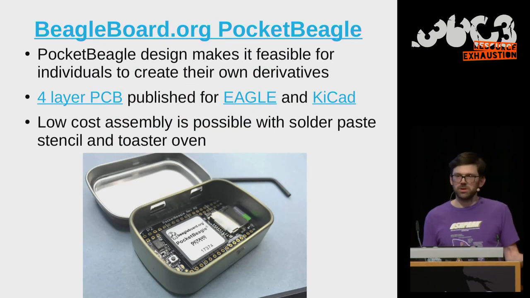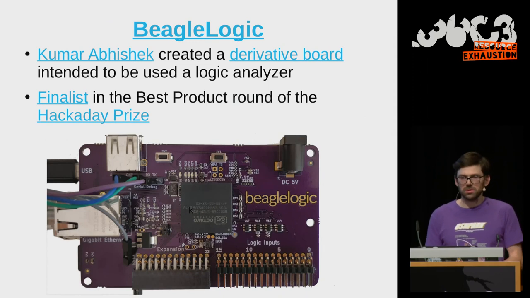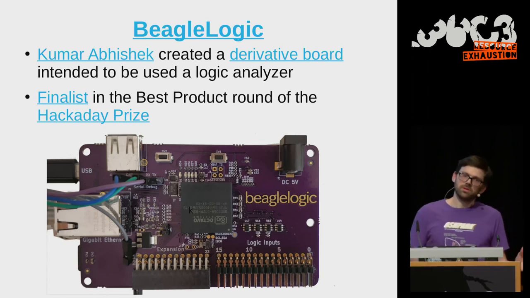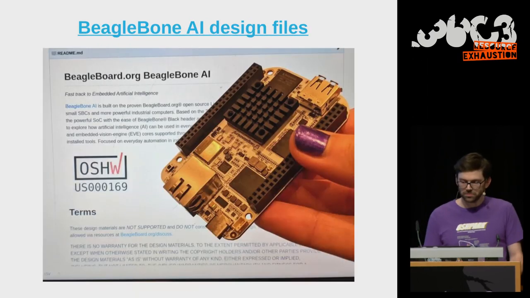And if you have some experience, like if you go over to the hardware hacking area, you can learn to do surface mount assembly. With a little bit of experience, you could order the board, order the parts, and build your own. Or as Kumar did, he wanted to make a logic analyzer board. So he took the design of the PocketBeagle and added on the features he needed, like the inputs for the probes. And he also added in gigabit networking. It's cool to see people take the design of the PocketBeagle and modify it for their project, for their use case.